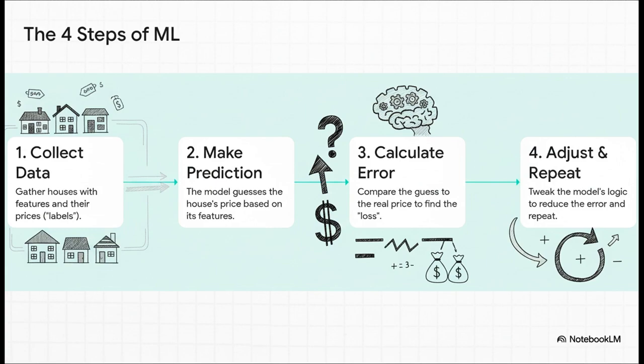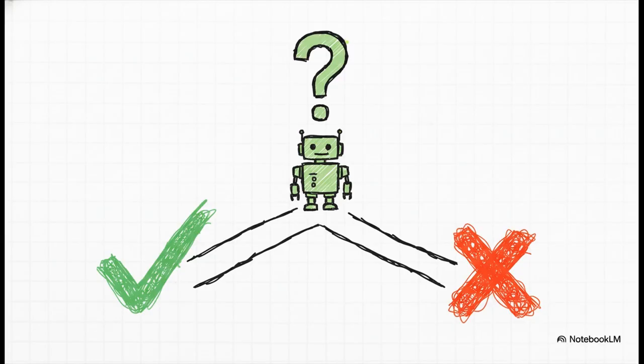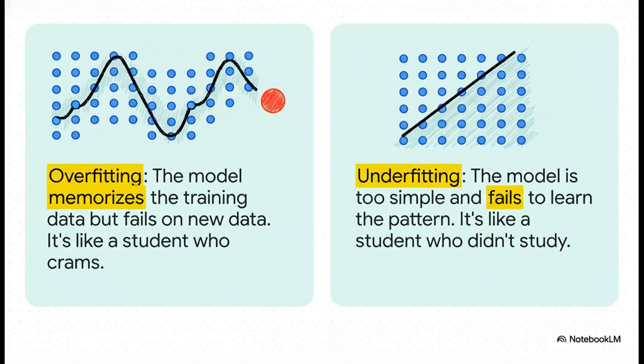Now, imagine it doing this not once, but millions and millions of times, getting a little bit smarter with every single try. But, just like a human student, a machine doesn't always get it right on the first try. It's not just about learning. It's about learning the right thing in the right way. And this leads us to two classic problems.